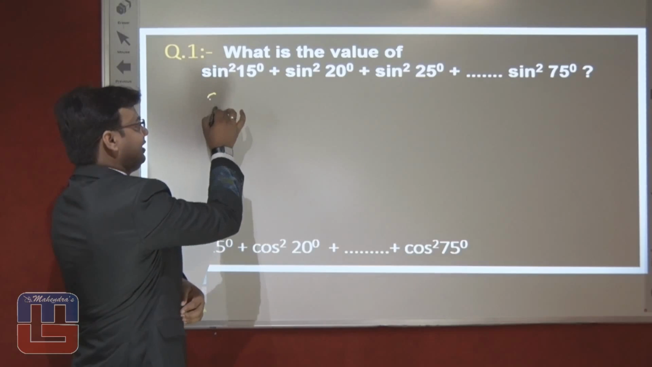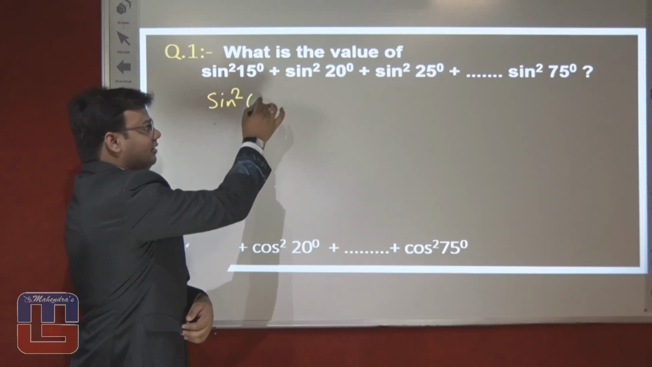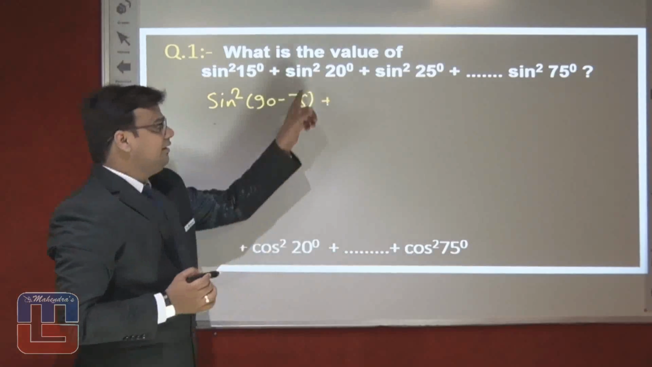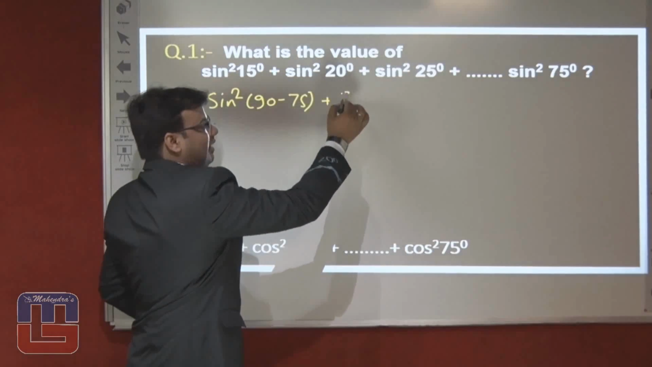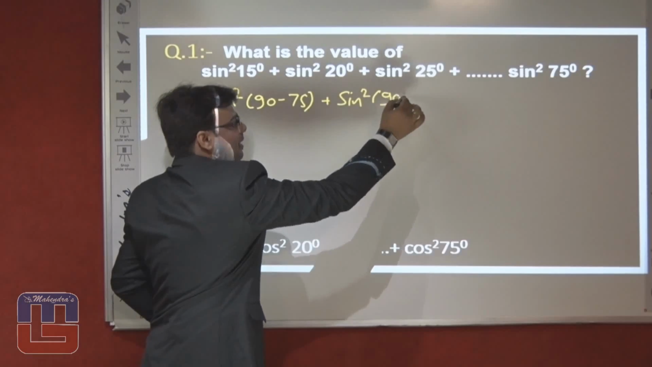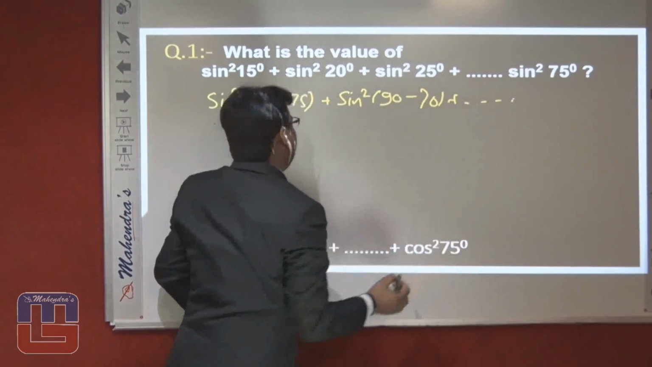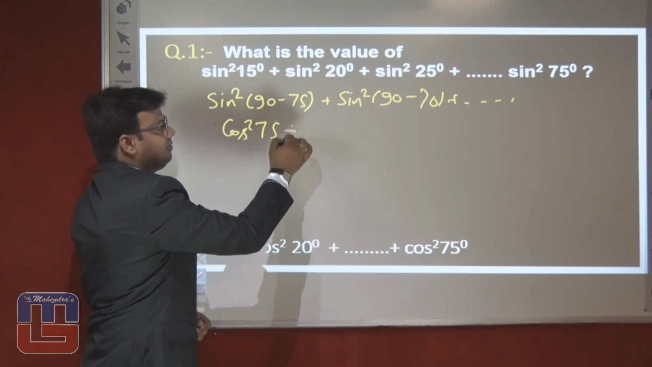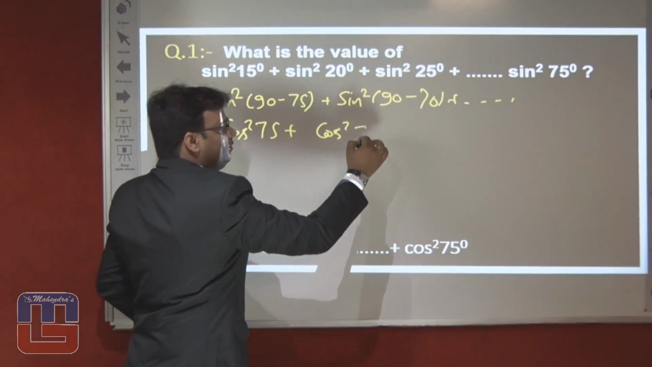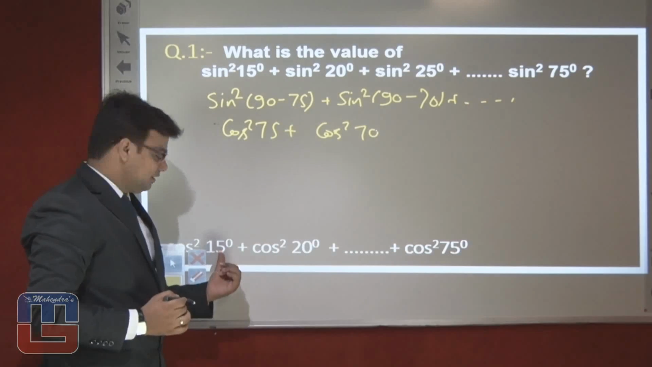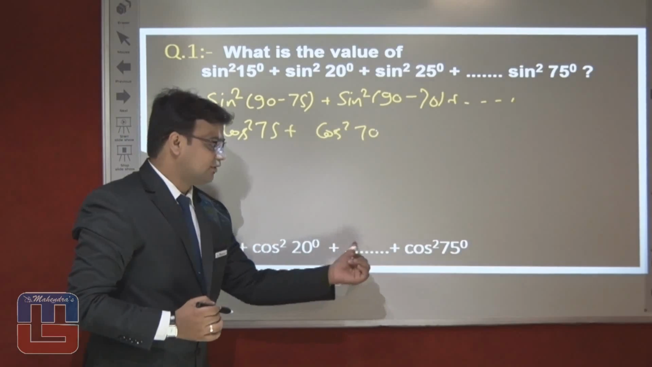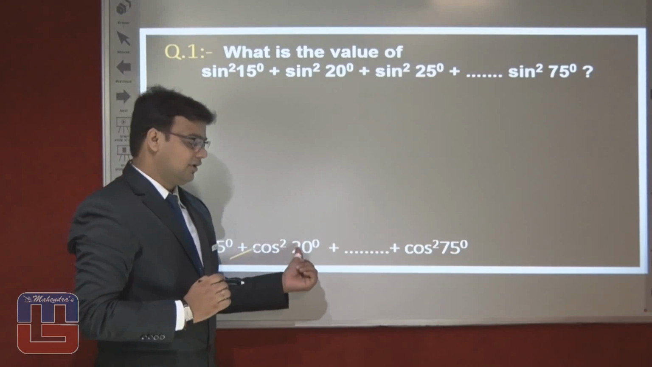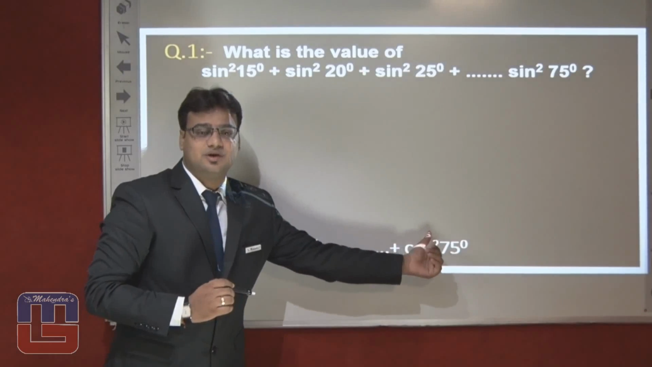That means sin square 15 we write as sin square (90 minus 75). Similarly, sin square 20 we write as sin square (90 minus 70). Then sin(90 minus theta) is cos theta, that means cos square 75 plus cos square 70. In this way all are changed, then we get the option: cos square 15 plus cos square 20 plus cos square 25, up to cos square 75.